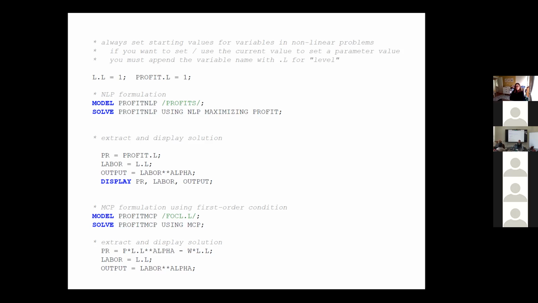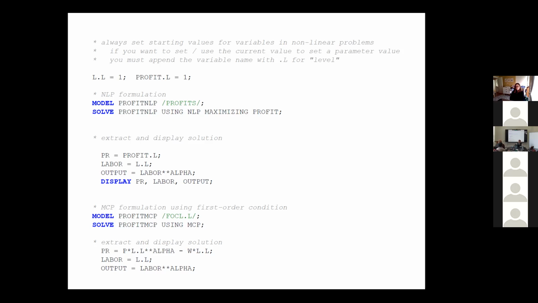Labor L.L. Output is just the production function, and then there are so many parameters often in big GAMS models that it doesn't automatically put them out. So you have to actually say display, and then list the parameters separated by commas, with a semicolon at the end as follows.